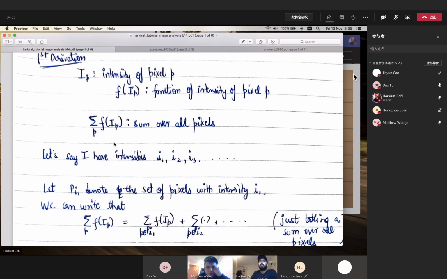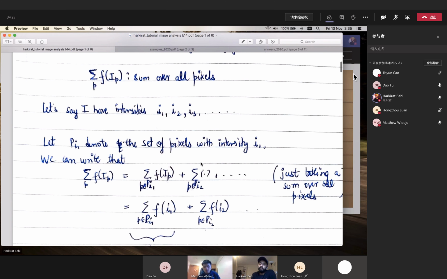What happens in a histogram is that on the x-axis, you have a bunch of intensities, and on the y-axis, you have the number or percentage of pixels that have that particular intensity. So let's say that these are the intensities that I have: I1, I2, I3 to IN on the x-axis. And with P of I1, I'll denote the set of pixels with intensity I1. So for a given intensity in the histogram, you have a number of pixels, or a percentage of pixels, for this intensity. Let's call that set of pixels Pi1.